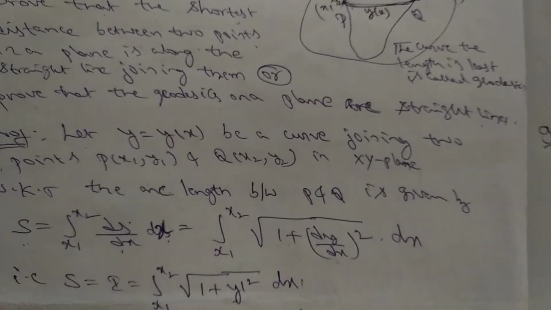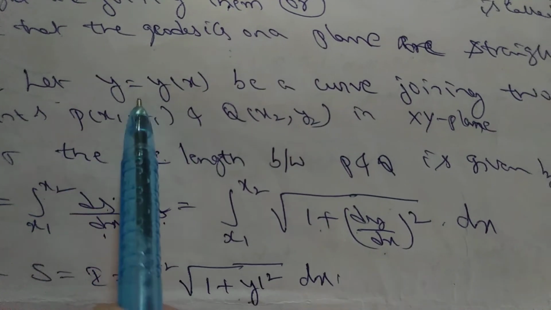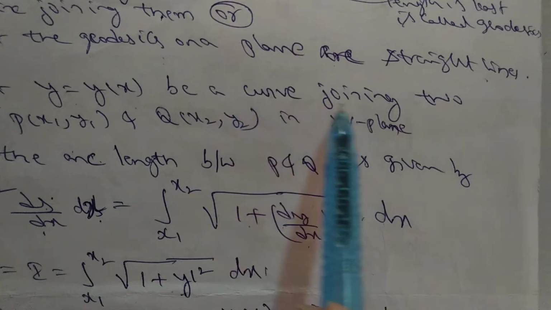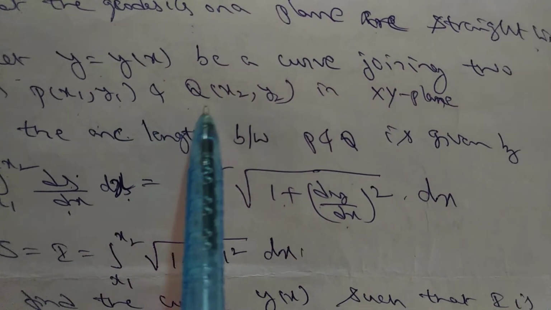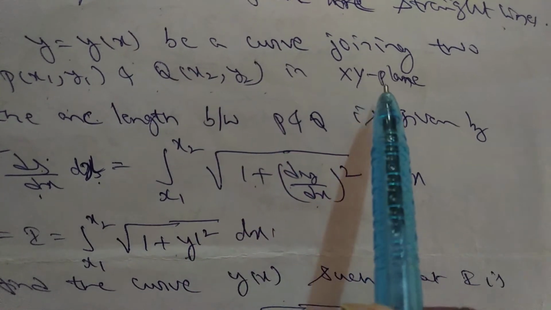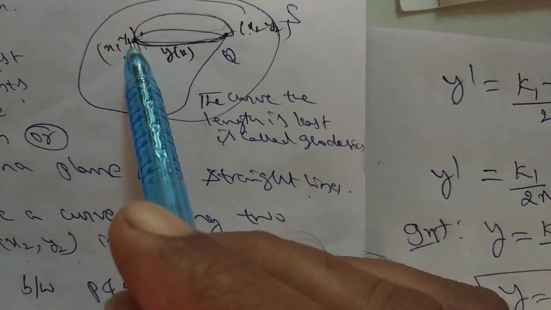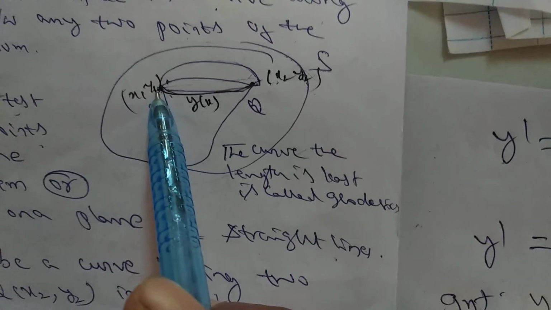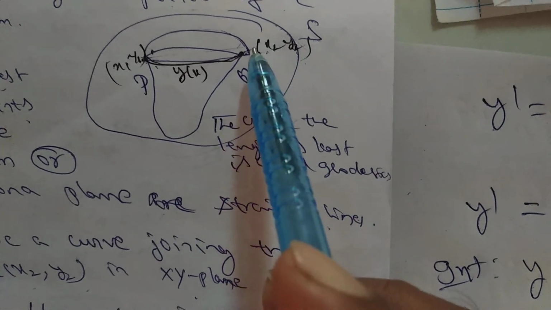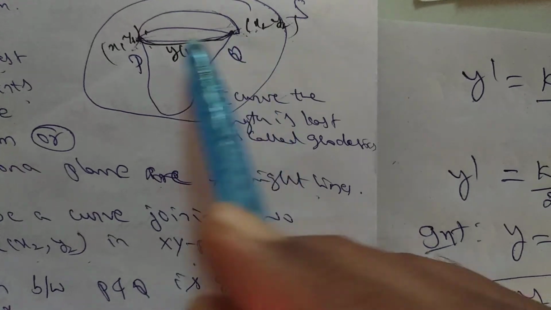So now how to derive? Let y is equal to y of x be a curve joining the points P of x1, y1 and Q of x2, y2 in the xy plane. So that means you take this is the surface and P is the one point and Q is the another point. So P point is x1, y1 and Q point is x2, y2. So these 2 points P and Q join x1, y1 and x2, y2.